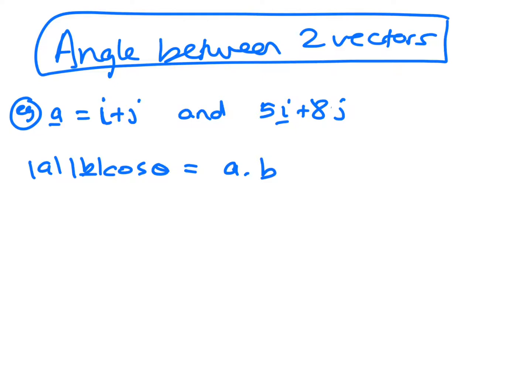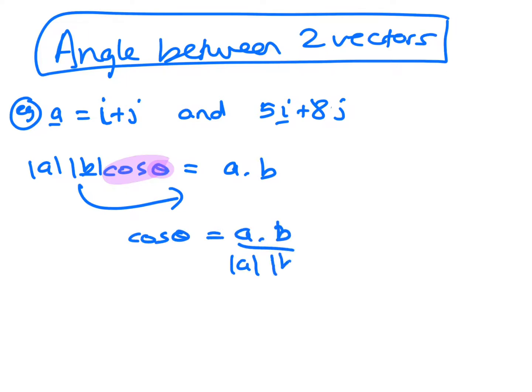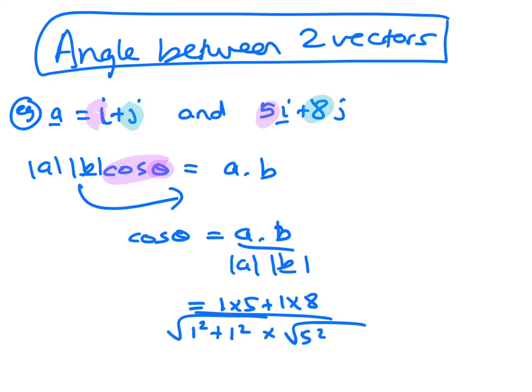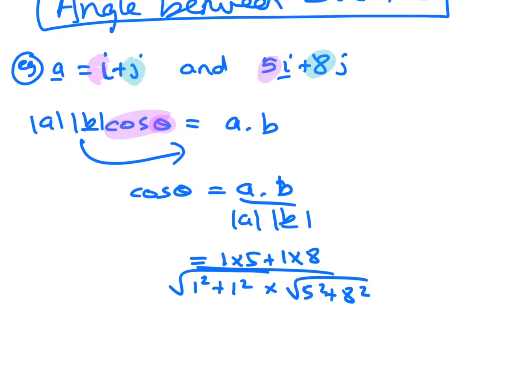So in order to get theta, we need to move the magnitude of A, magnitude of B to the other side. So cos theta is A dot B on magnitude of A, magnitude of B. That would be 1 times 5, because you multiply the x's, x1 times x2, plus 1 times 8, all over the square root of 1 squared plus 1 squared times the square root of 5 squared plus 8 squared.